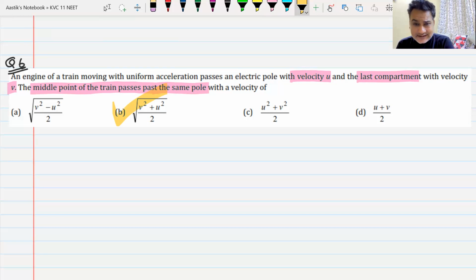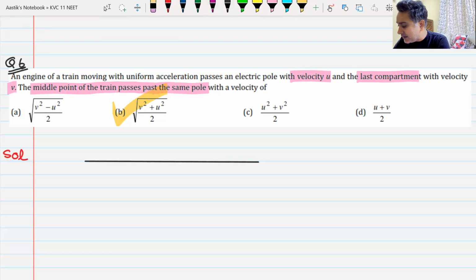And this question is exactly same as the question that we did before. Do we understand this? The only reason is it is just put in a different way. If I try to make you understand, see, if I draw a diagram and let us suppose this is my train, this is my engine, and this is my last bogie. And let us say this is my pole. Now, when the engine crosses this pole, this engine is moving with a velocity u.